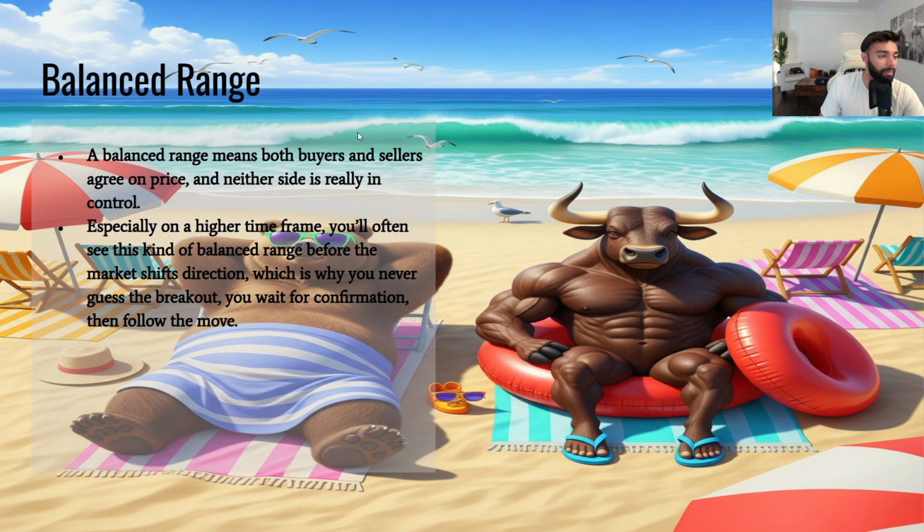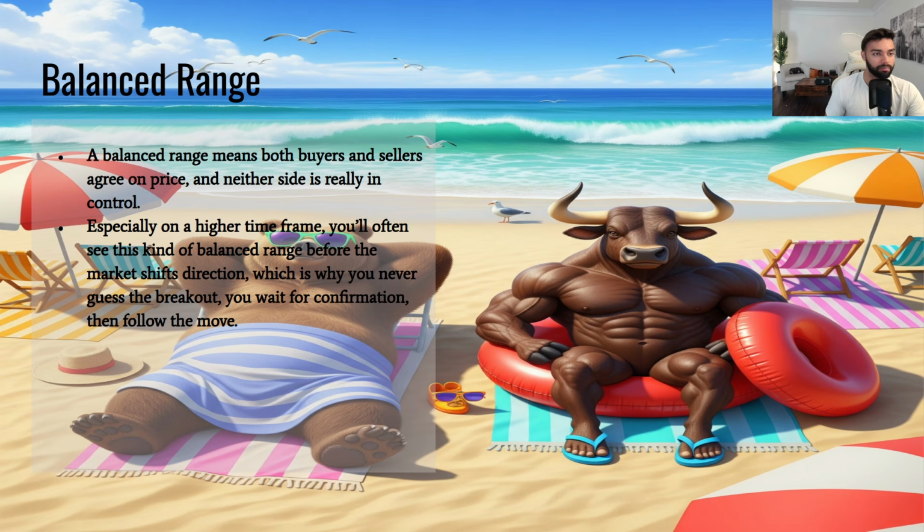lot of fake outs. But the balanced range will happen when both buyers and sellers are agreeing on price and neither side is really in control. We have a balanced, fair price. People like this price level, a lot of volume here. People have been trading in here and they want to stay at this price point. And especially in a higher time frame, you'll see this kind of balanced range before the market shifts direction.